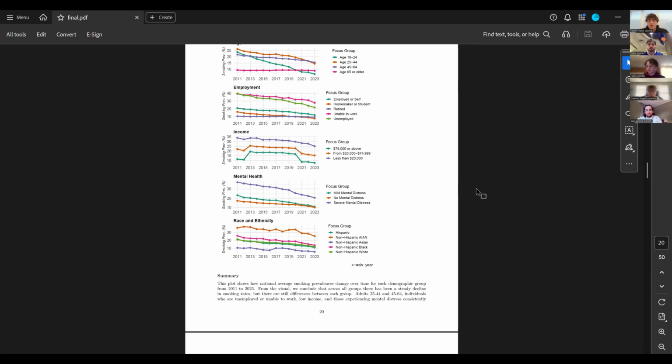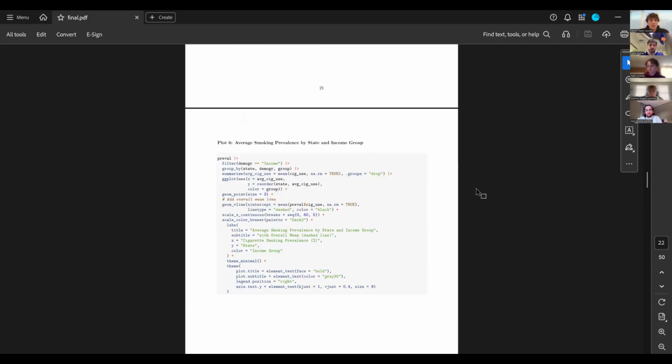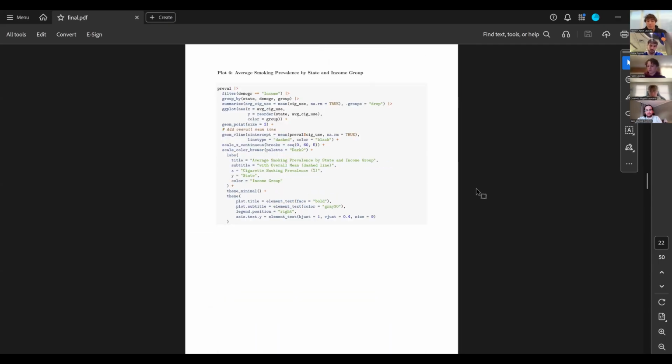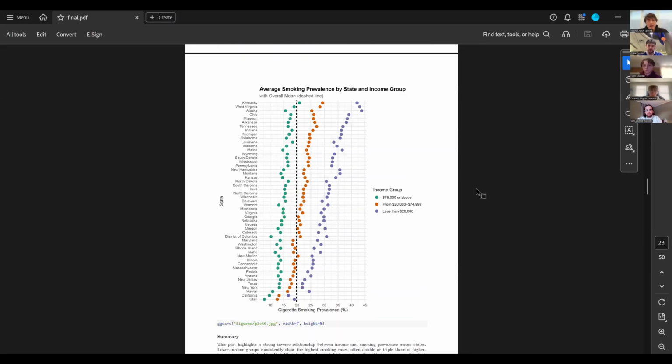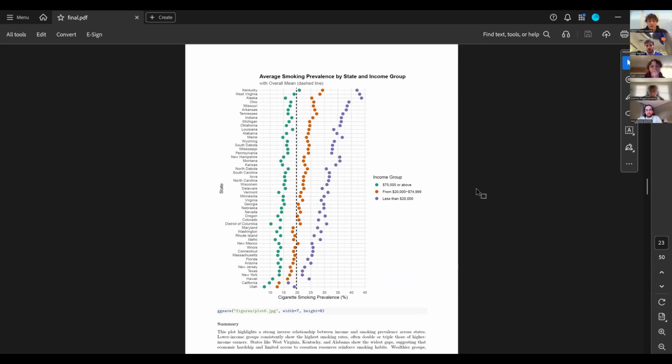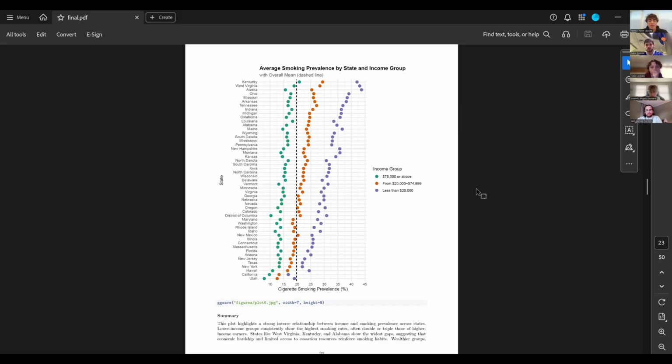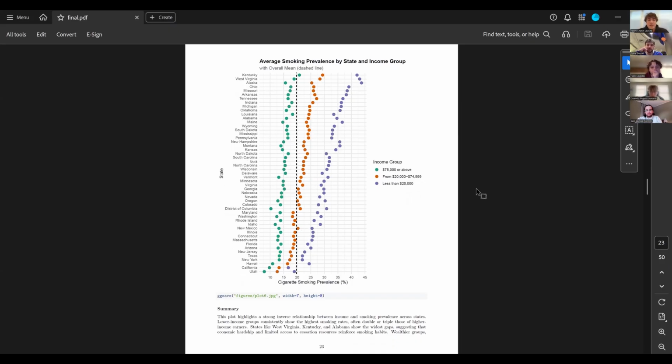Next, we can look towards the average smoking prevalence specifically by state and the income groups. The biggest takeaway that we can gain from this graph is the inverse relationship between income and smoking prevalence over time across states. So what we can see from here is that states like Kentucky, West Virginia, Alaska, Ohio, et cetera, overall, we pulled this from an outside source, have a lower median average income by household in these states.